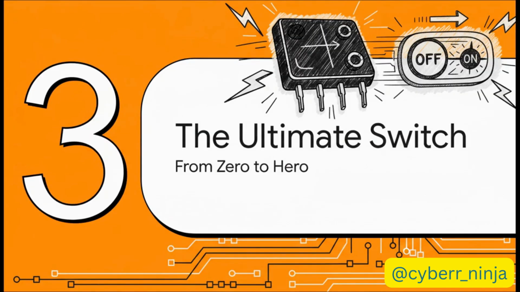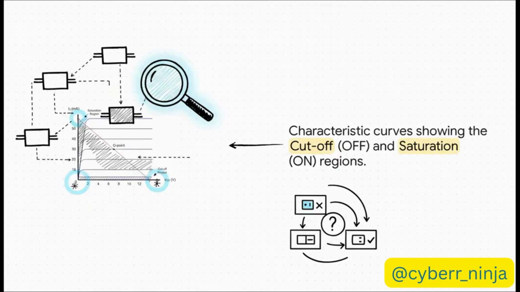Okay, so we've seen how transistors can turn up the volume. But what if we just want to turn the signal completely on or completely off? Well, that's the transistor's other superpower. And you could argue it's the one that literally built our digital age, acting as an unbelievably fast, super precise electronic switch. Now, to understand how this works, engineers use a graph that looks like this, called the characteristic curve.